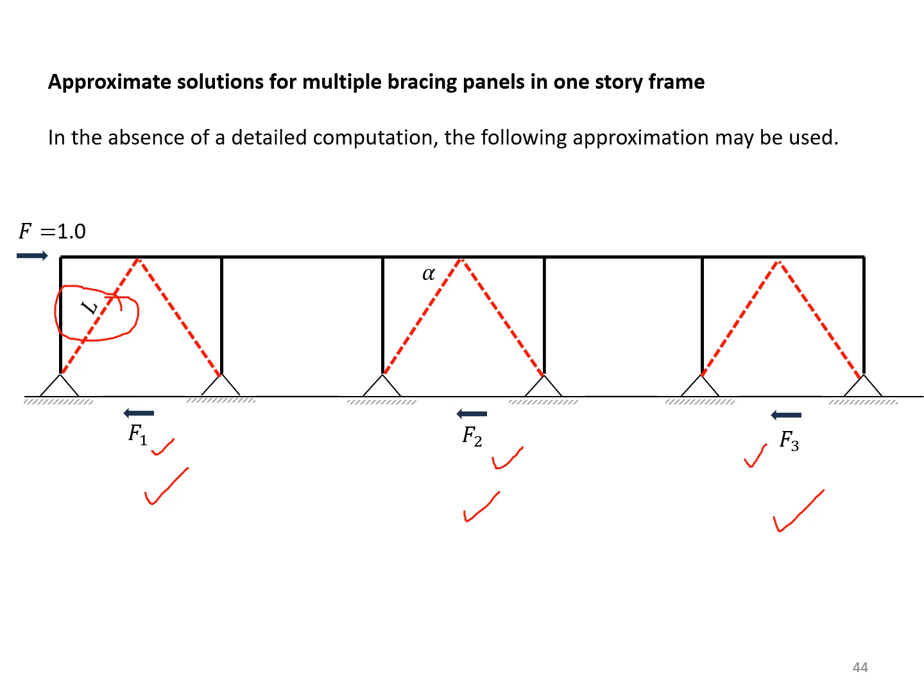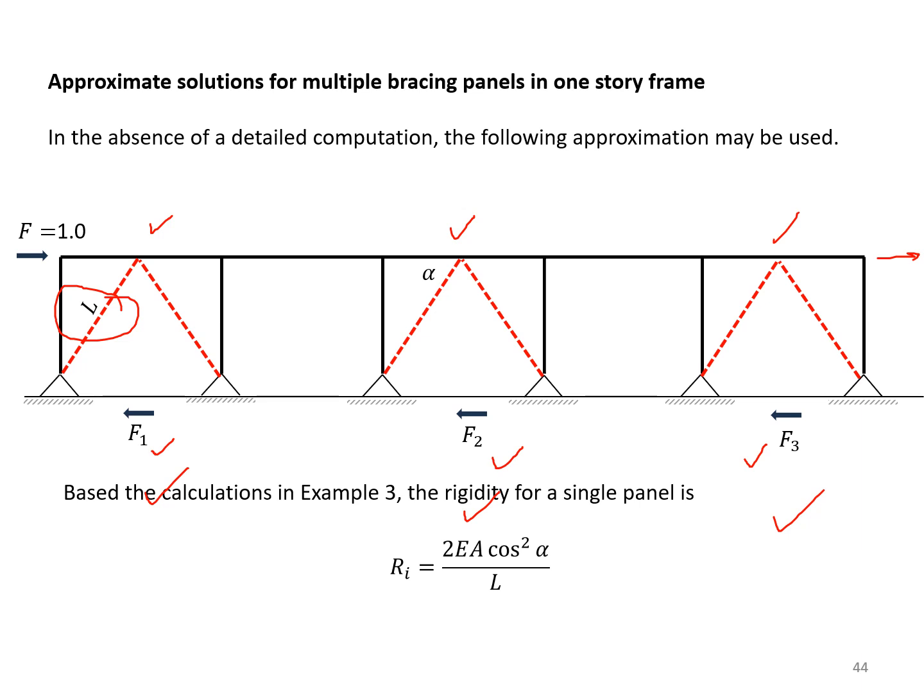However, the lateral displacement would be the same for all the bays. If it is delta for this one, is delta for this, and is also delta for that. So for each panel, the rigidity is exactly the same equation we found before. So I'm going to call it Ri in the example that I did.